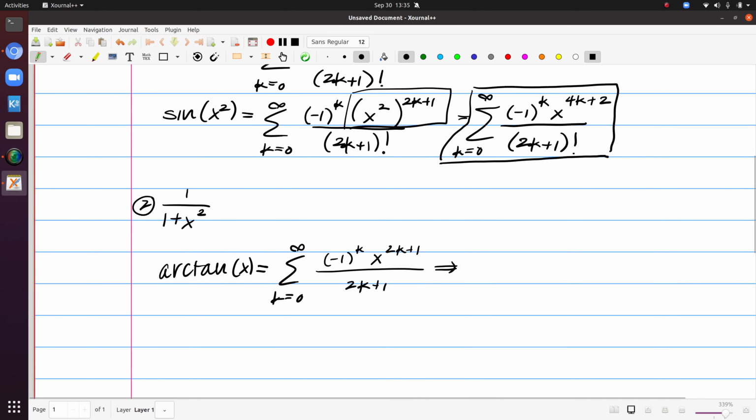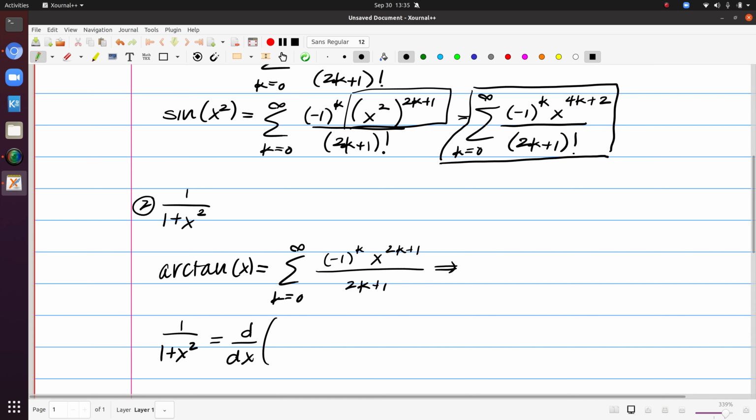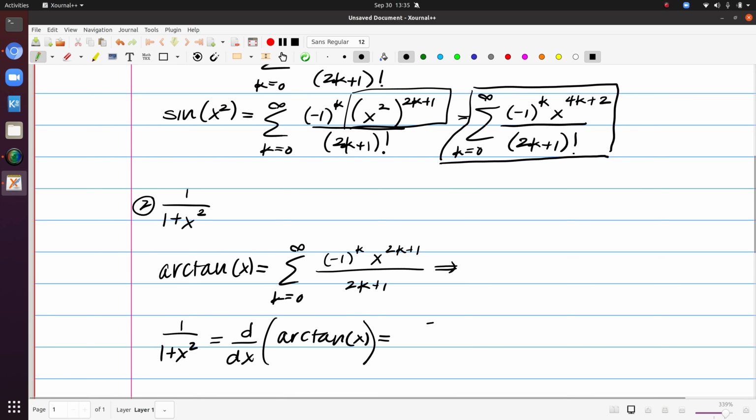So if I now want to find the series for 1 over 1 plus x squared, I can observe that that's the derivative of arctangent of x, and then differentiate what we have above. So importantly, notice that I'm differentiating with respect to x. The only place that an x shows up is in here. So we can rewrite the other portions of this exactly as they are. But x to the 2k plus 1 now becomes 2k plus 1 times x raised to the 2k.